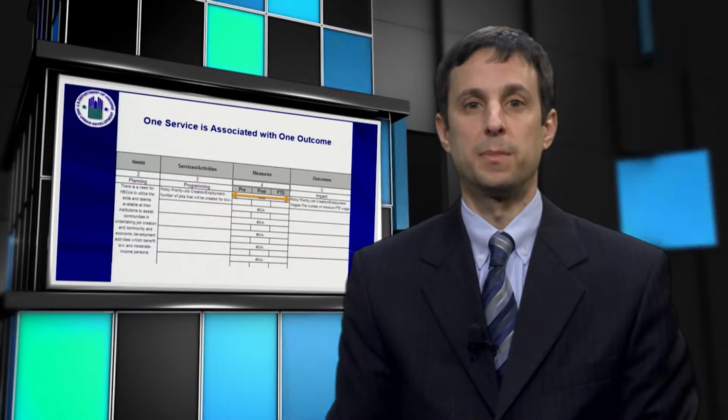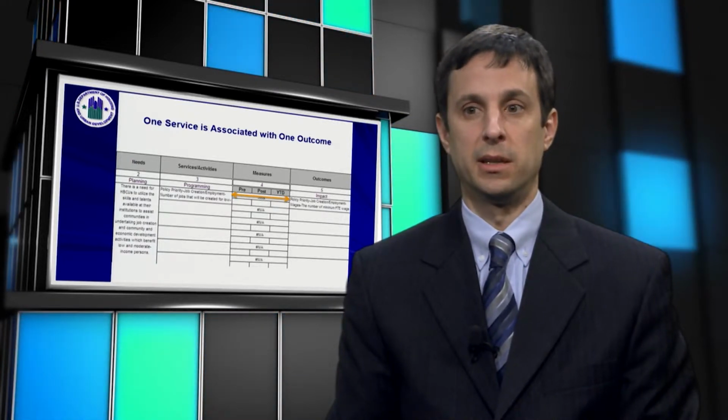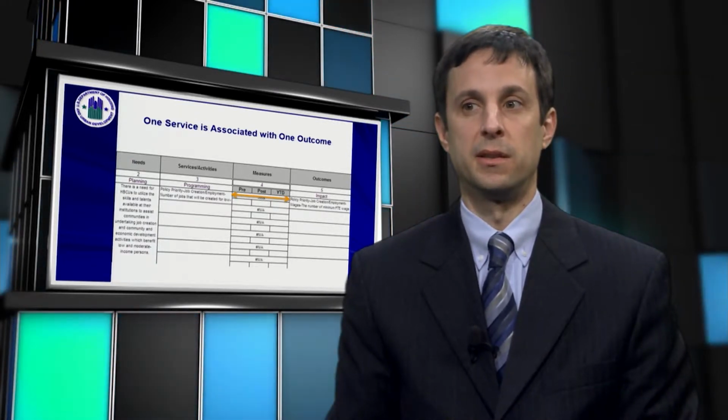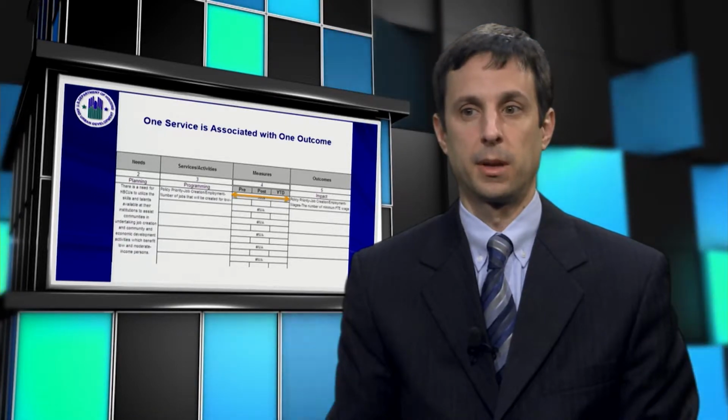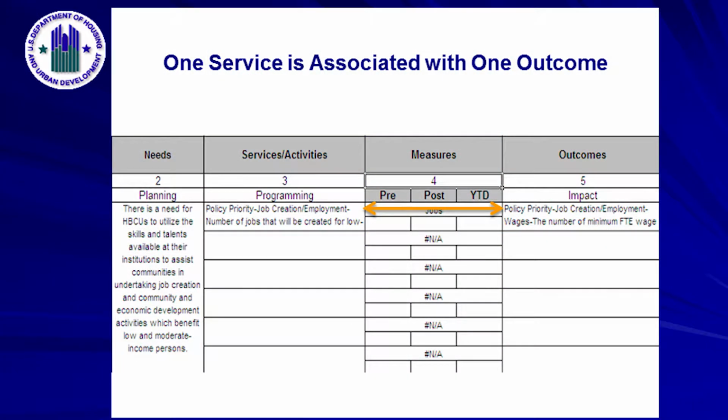The simplest and most basic way to complete an eLogic Model is by listing one service that is associated with one outcome. For example, job creation and employment might result in job creation and employment or wages. It's a one-for-one association, whereas one service or activity equals one outcome.